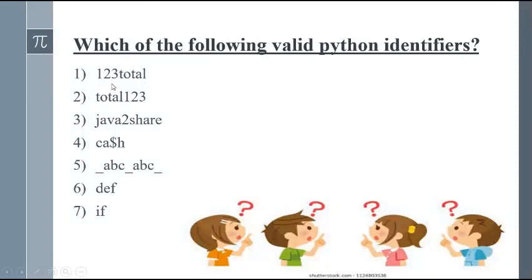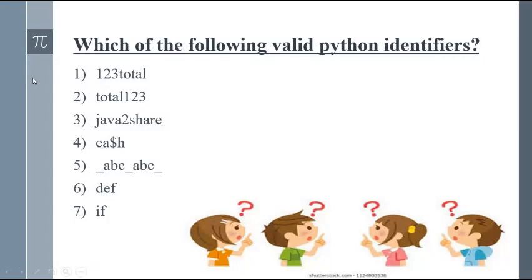Okay, the first one is 123total. It is absolutely wrong. It is an invalid identifier, because it starts with a digit. Coming to the next one, total123. It is absolutely following the rules of identifiers, so it is valid.